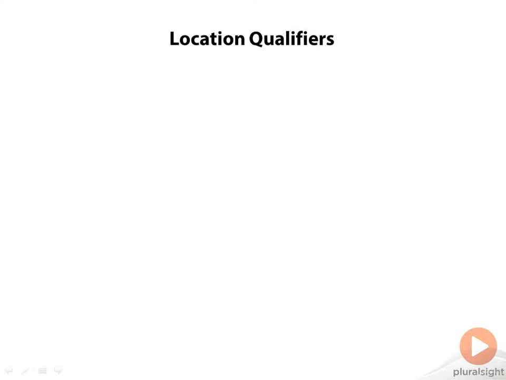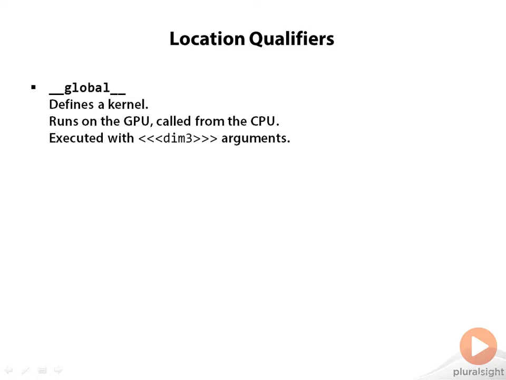So CUDA gives us some special qualifiers for indicating GPU-related functions or variables, and most of the ones you're meant to use have two underscores at the start and end of the name, but some of them are actually themselves macro definitions of other things. So let's start with a few location qualifiers, and these help tell CUDA where the code is actually going to run. And the first one, and the one that you've already seen, is __global__.